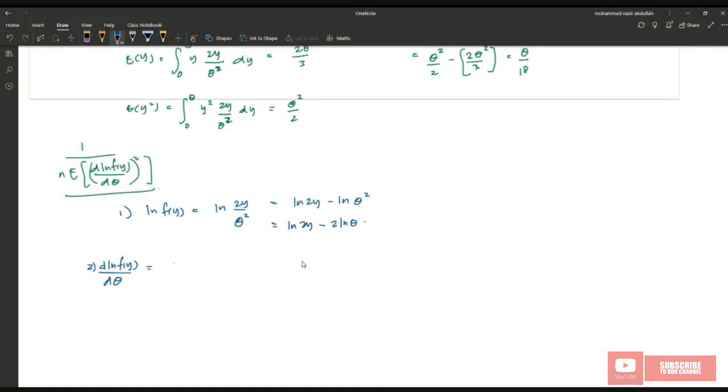So now I take the derivative of ln 2y minus the derivative of 2 ln theta. This one should be equal to negative 2 over theta, right? And the third step is taking the expected value of the derivative of ln f(y) with respect to theta.